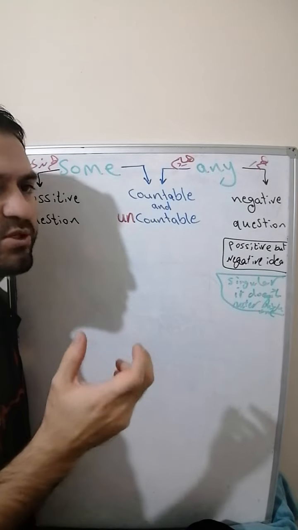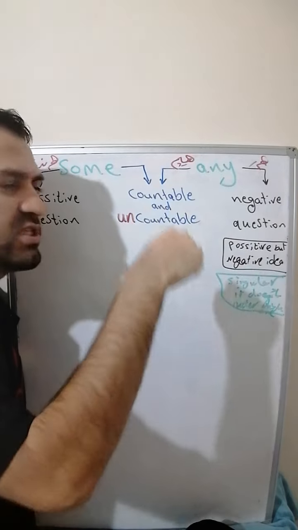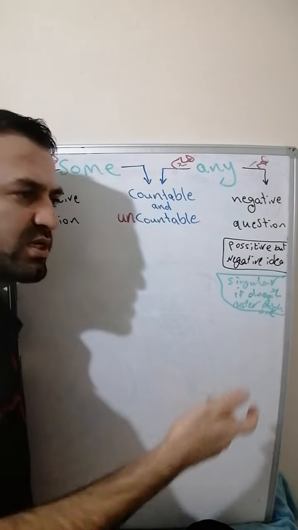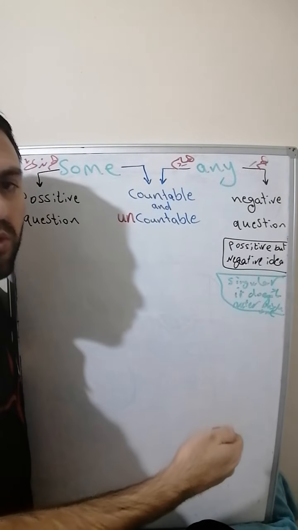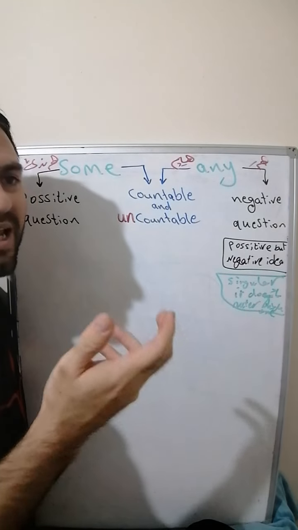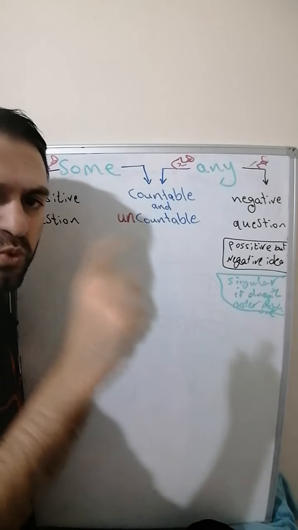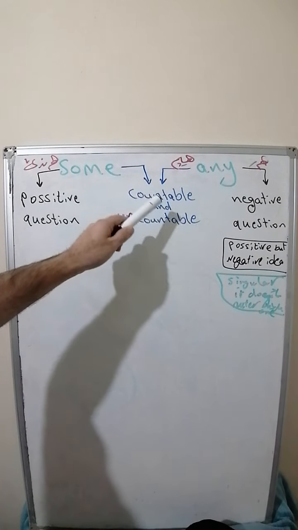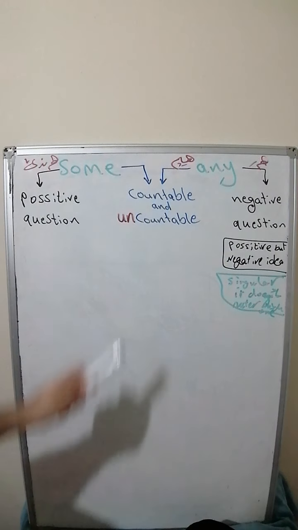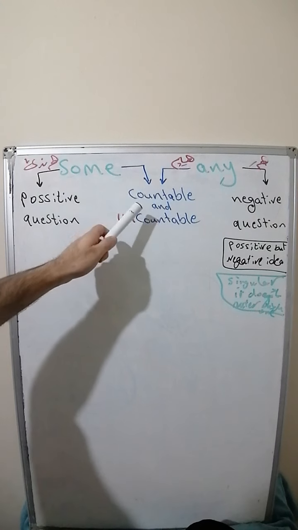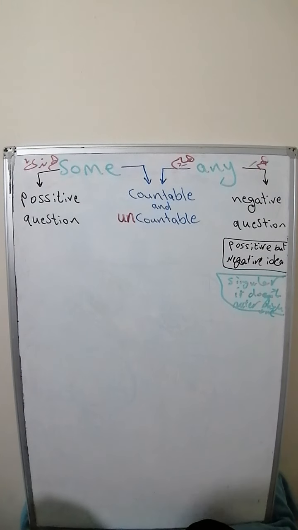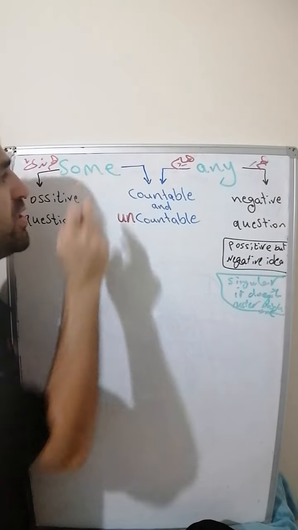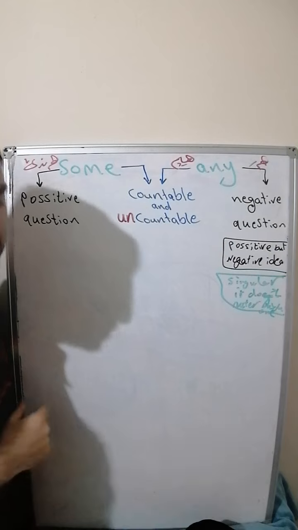Water is uncountable. A glass of water is countable because you can count more than one glass of water. One glass of water, can you get me 2 glasses of water? But if you say, can I have some water? This is just water, meaning uncountable. Our subject today is not countable and uncountable, since I already talked about that in another video. For tonight, I'm focusing on using some and any.